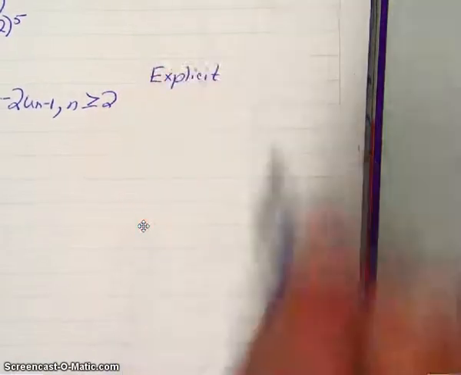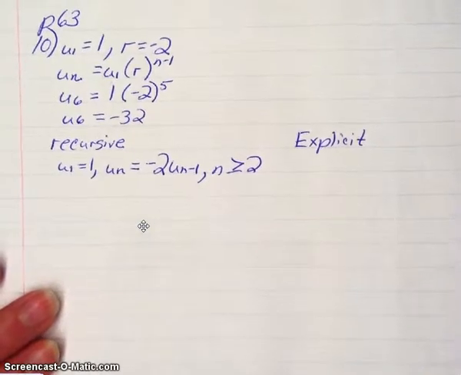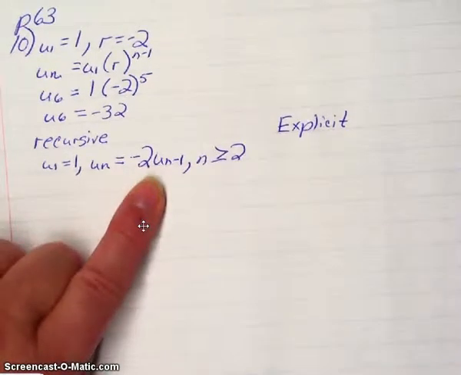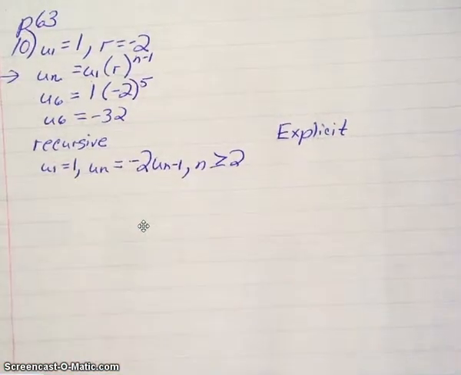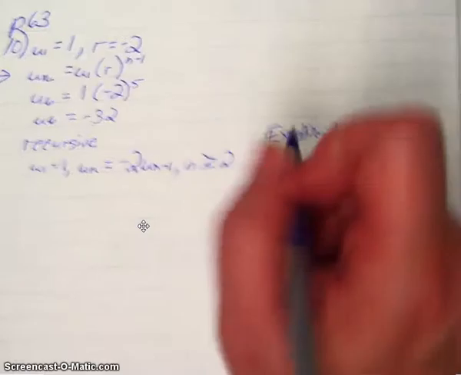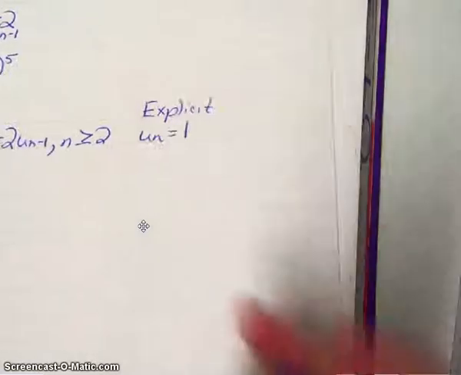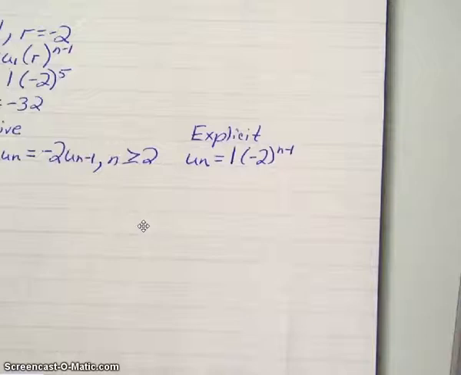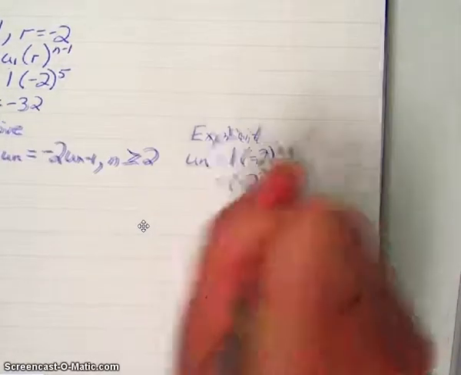You don't have to put the difference. There is no common difference because this is geometric. If it were arithmetic, you'd use a common difference. Here we're using a common ratio, which is a multiplier. Explicit is this one up here, the explicit form. All we have to do is plug in u sub 1 and r. So I've got u sub n is equal to 1 times negative 2 to the power of n minus 1. Or actually, if I simplify that, negative 2 to the power of n minus 1.